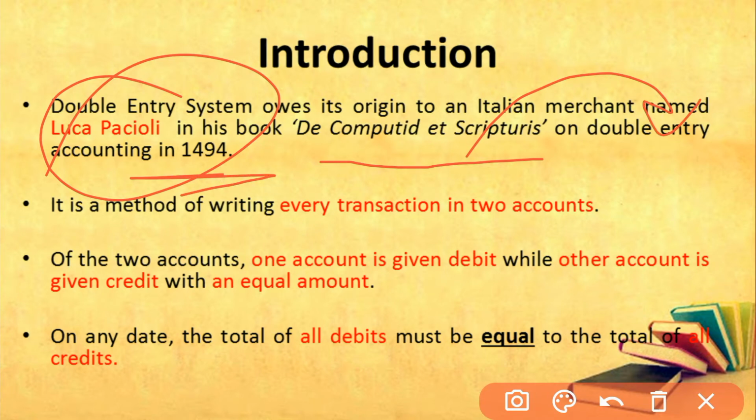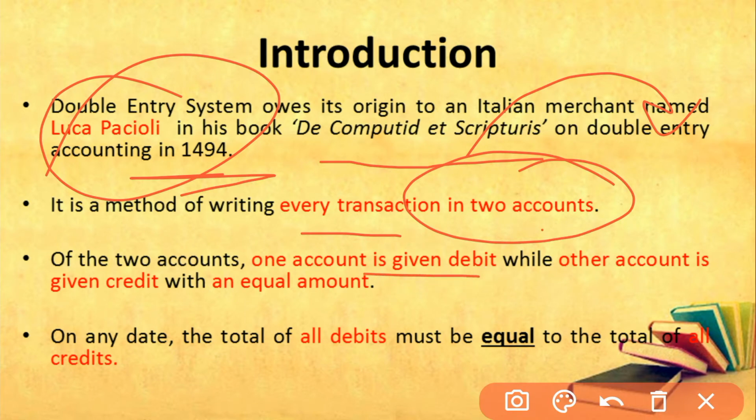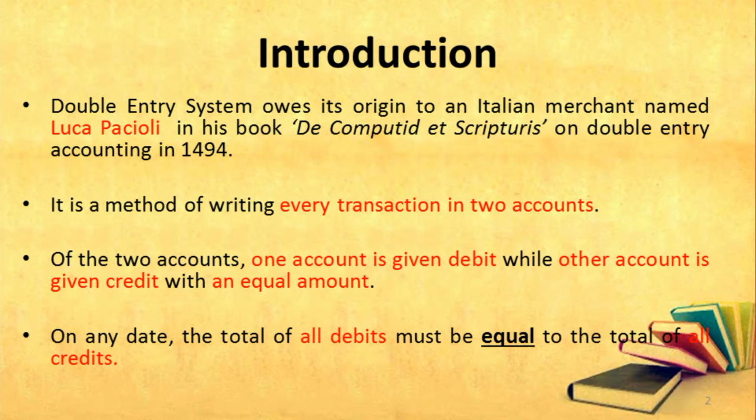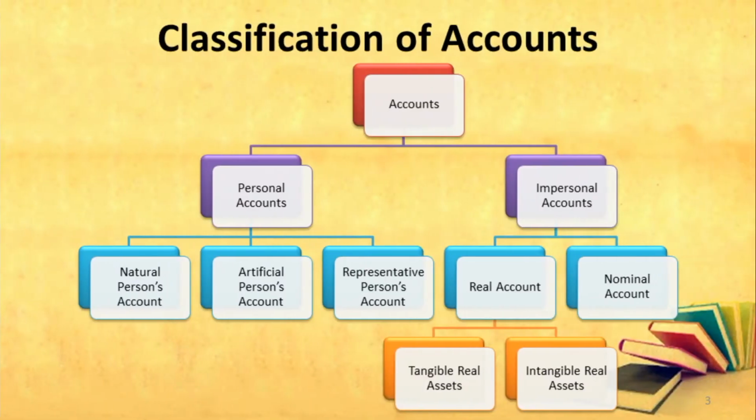Okay, he was an Italian merchant, so he said that every transaction has two accounts. Among these two accounts, one is debit and another one is credit, and both of these, the debit account and the credit account, are always equal. Hence we can say that on any date the total of all the debits must be equal to the total of all the credits. Okay, for understanding this in detail, what is debit and what is credit, we should study the classification of the accounts first.